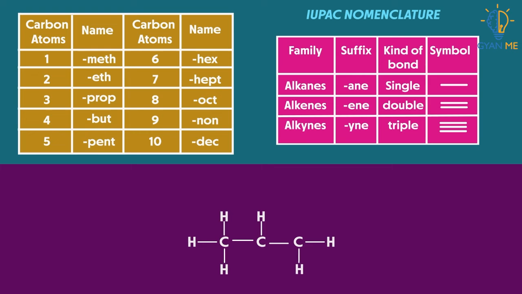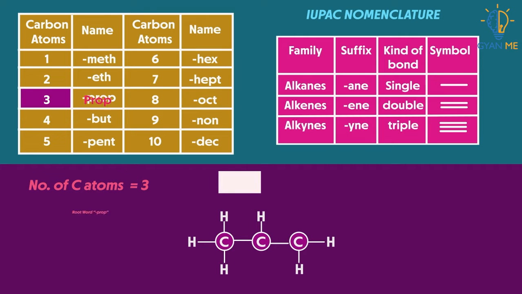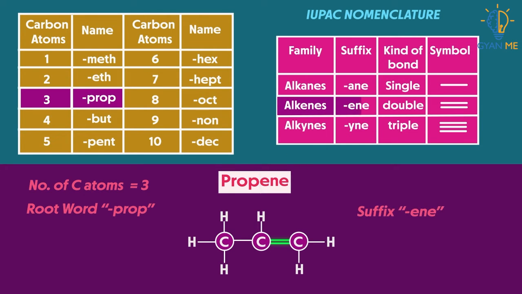Now look at this structure. How many carbon atoms are there in this compound? Yes, there are 3 carbon atoms. So the root word for this carbon compound is prop. Also look here, there is a double bond between carbon atoms, so it belongs to the alkene group and hence the suffix ene. Thus, the name of this compound will be prop plus ene, propene.